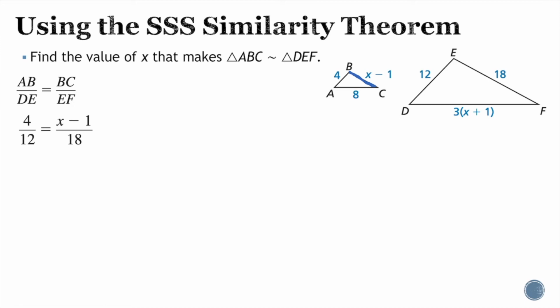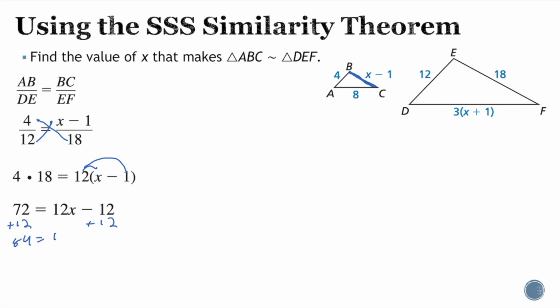Now I'm going to cross multiply. 4 times 18, 12 times x minus 1, giving me this. I'm going to perform the distributive property. Multiply 4 times 18 to get 72 is equal to 12x minus 12. I'm going to add 12 on both sides, and you get 84 is equal to 12x. Divide 12 on both sides to get 7.